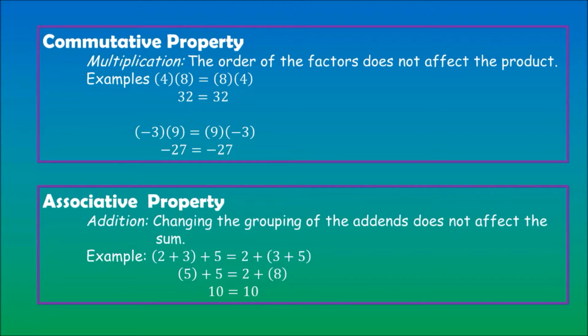Associative property of addition states that changing the grouping of the addends does not affect the sum. For example, we have the quantity of 2 plus 3, plus 5, equals 2 plus the quantity of 3 plus 5. So 2 plus 3 is equal to 5, plus 5, equals 2 plus 8. So both sides have the same sum.